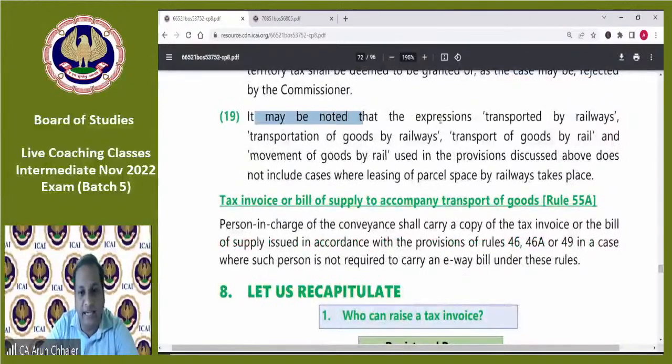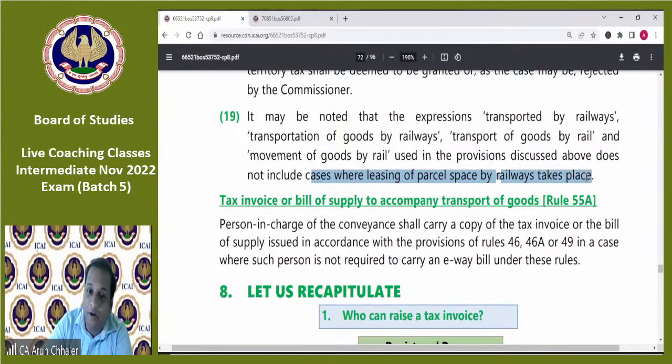It may be noted that the expression transported by railway, transport of goods by railway, transport of goods by rail, and movement of goods by rail, used in the provision discussed above, does not include the case where leasing of the parcel space by the railway takes place. So if they are only providing the leasing of the parcel space by the railway, that will not be included.